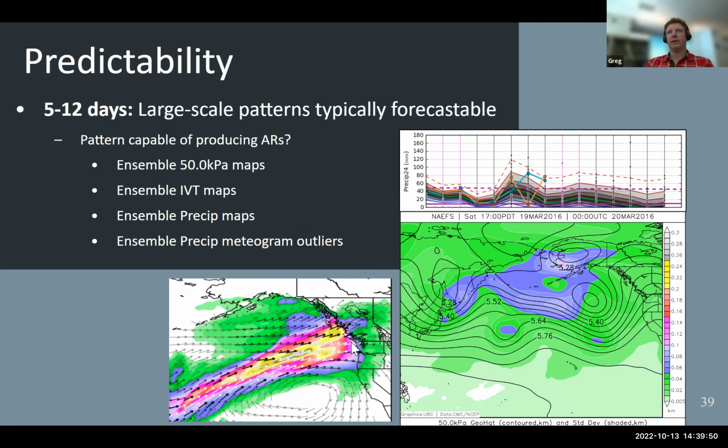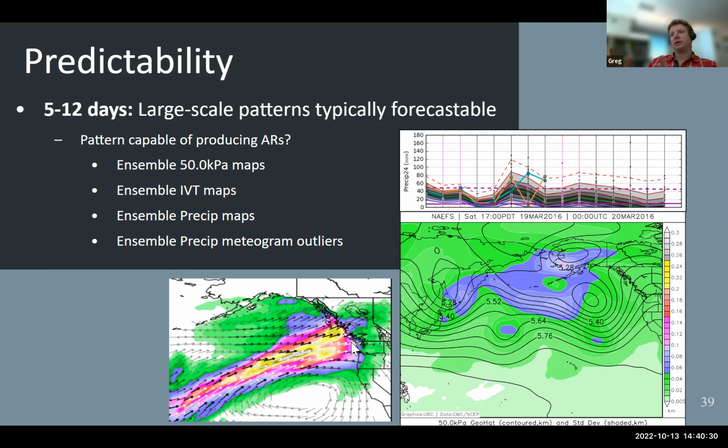So at 5 to 12 days is when you typically get some sort of useful information about atmospheric rivers. The large scale pattern is typically pretty forecastable at these forecast horizons. And so it might be the case that next week the models have a large scale pattern that's just not possible to get an atmospheric river out of. Maybe we just have a ridge upstream. We just have northerly flow over BC, and then we know we're not going to get an atmospheric river next week, even if there's some variation in that forecast.